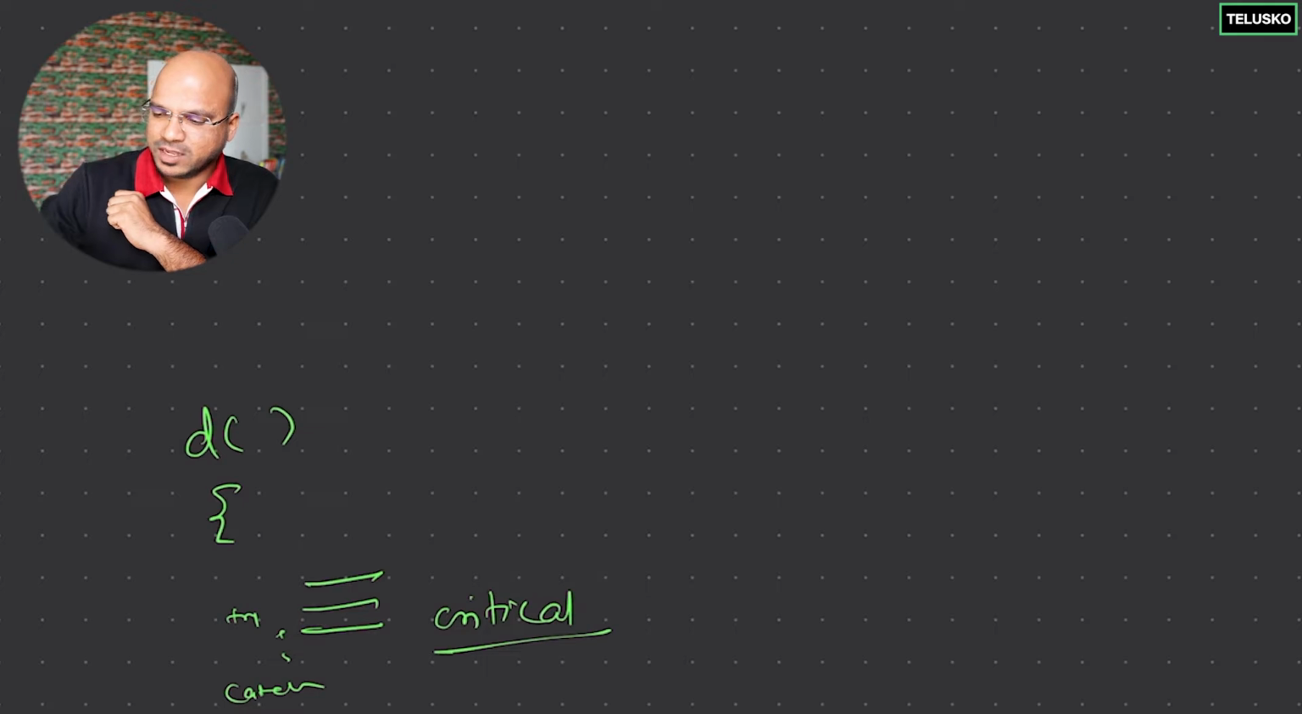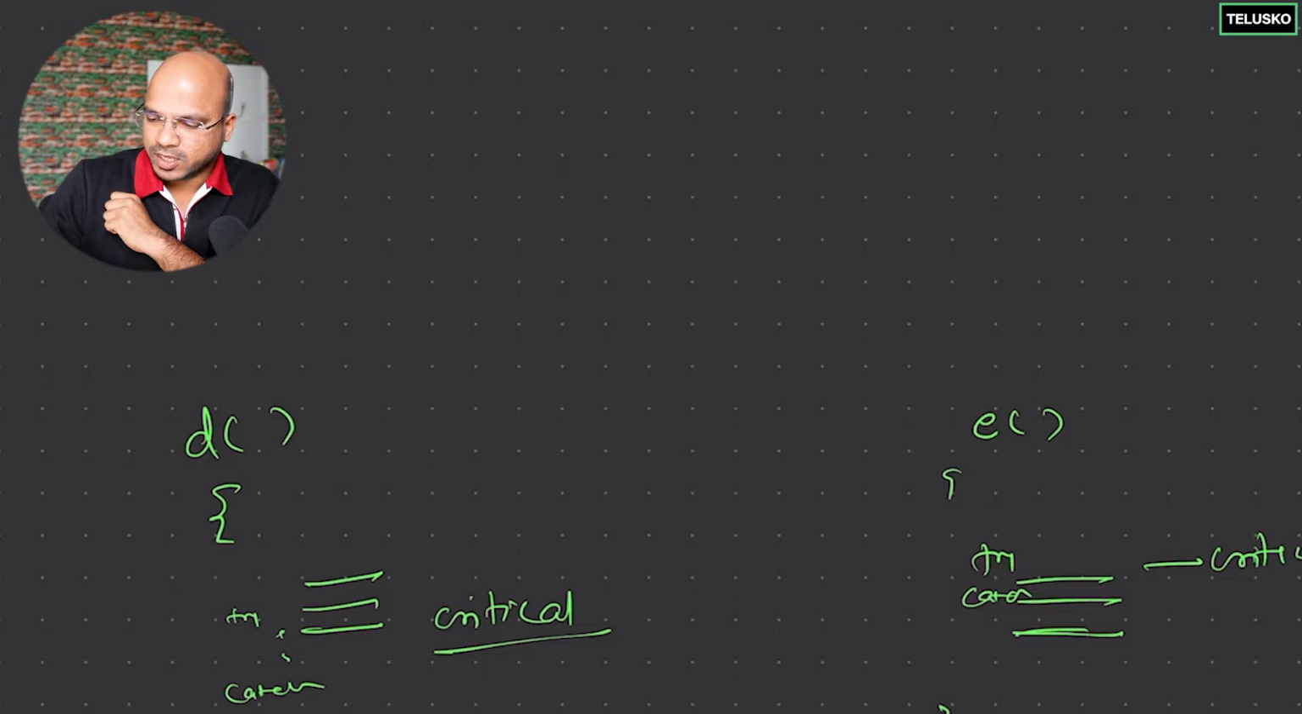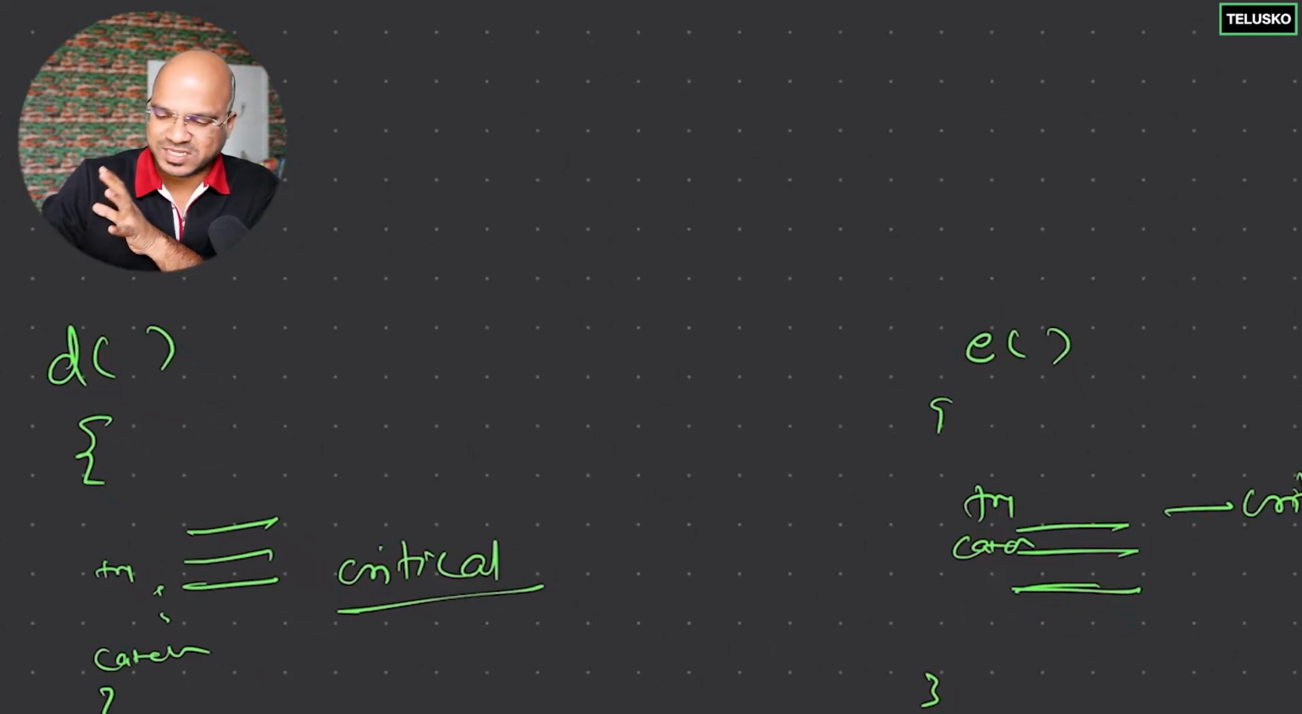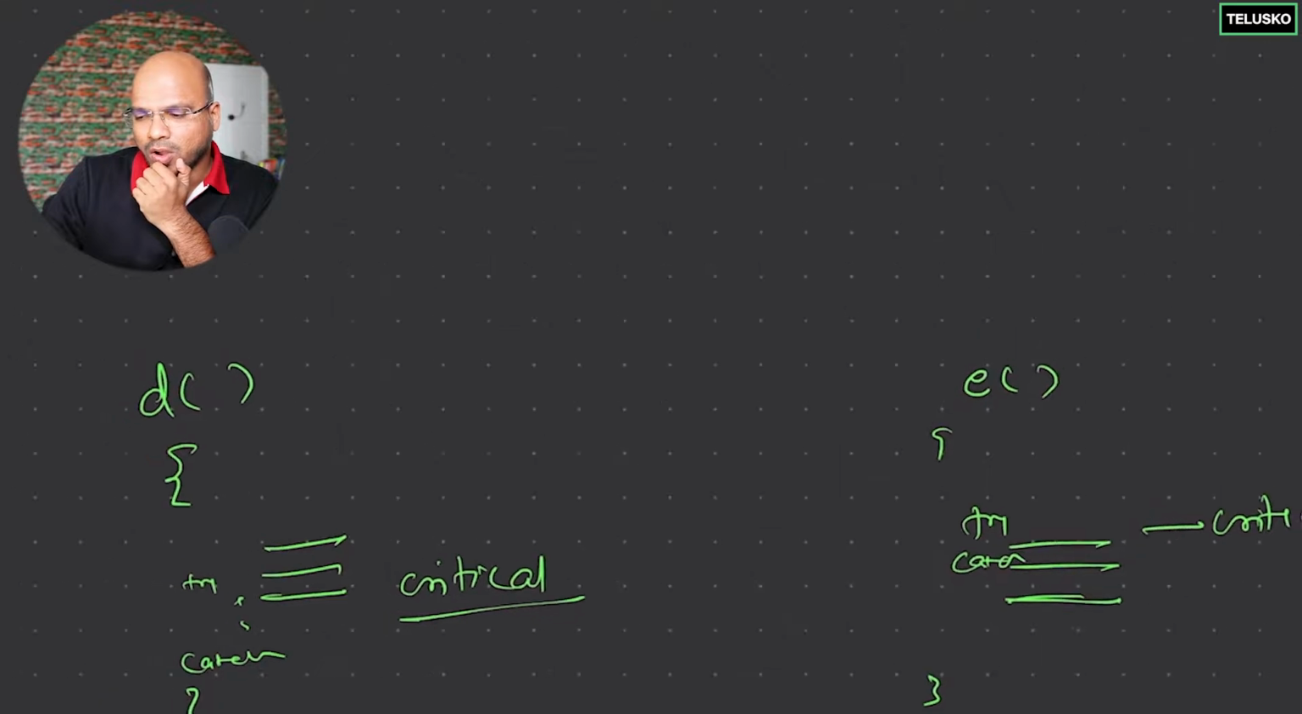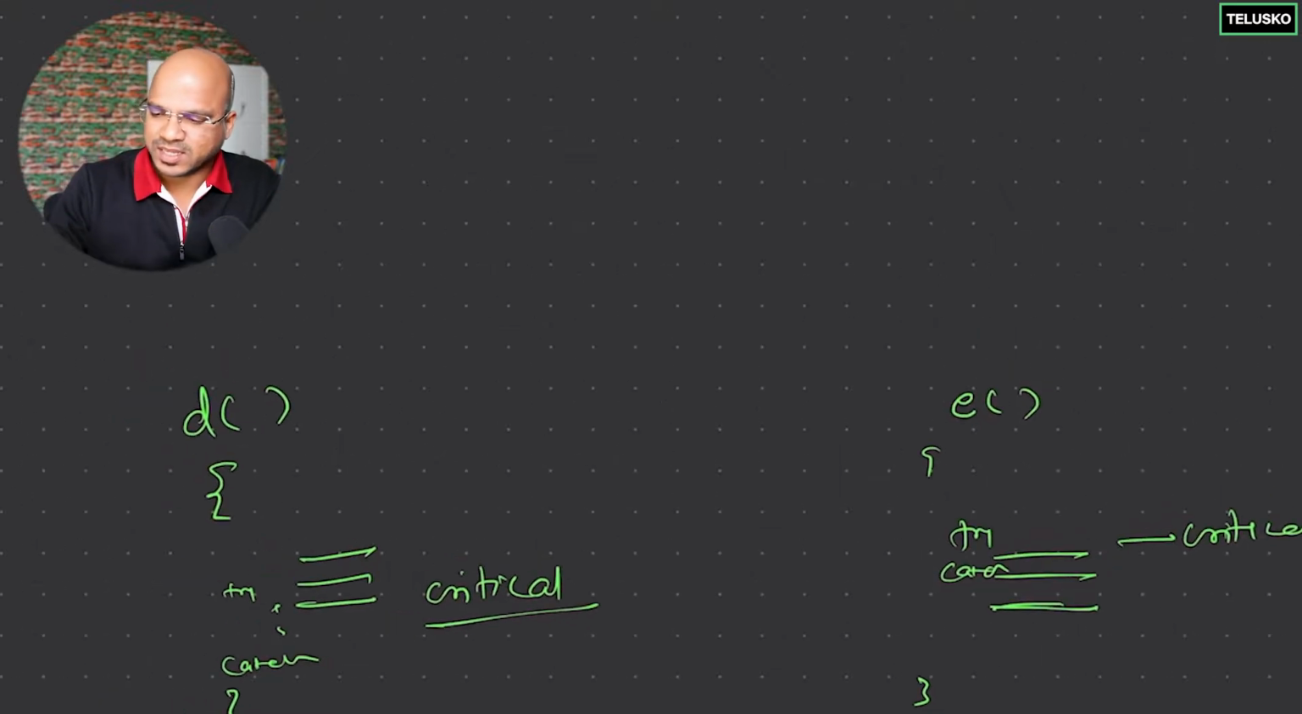Let's say we have one more method here which is called E, and in this method as well you are writing some statements, out of which the first statement itself you need to put in try catch, because this statement is critical. So we have two methods here, D and E, both having a statement which is critical. Of course, it makes sense to write try catch in each method, but we have one more choice here. Let's say we have a method C, and C is calling D and E both. So method C is calling method D and method E.